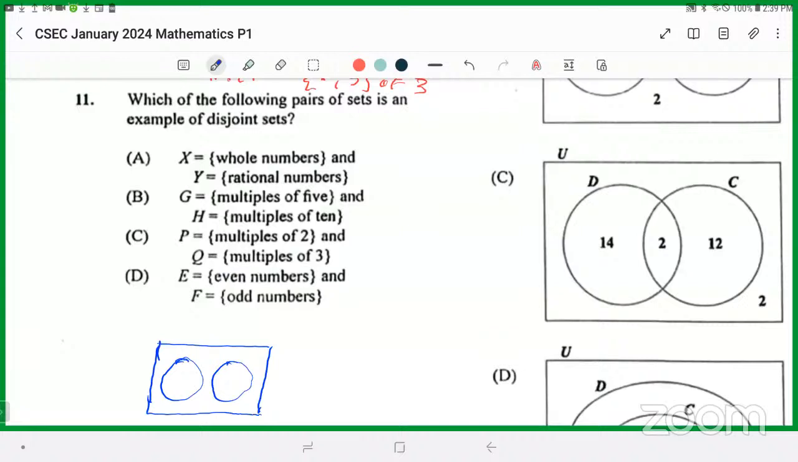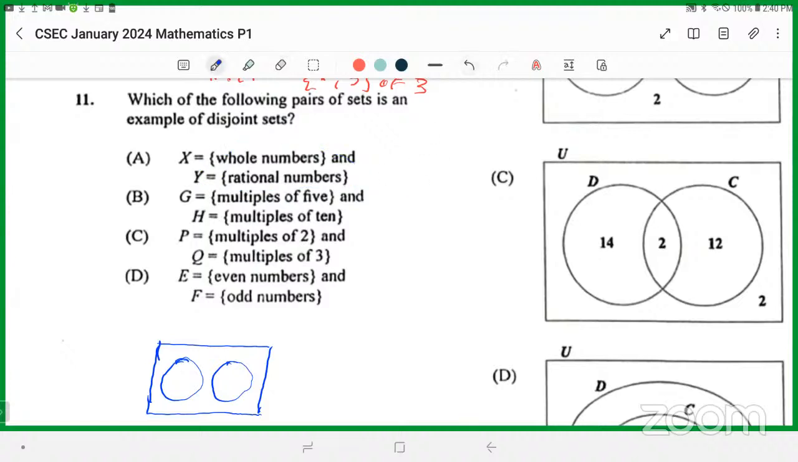So looking at whole numbers and rational numbers, all whole numbers are rational numbers. For example, 2 is a whole number, but it's also rational because it can be written as 2 over 1. A rational number is a number that can be expressed as a fraction with an integer on the numerator and an integer on the denominator. That's what a rational number is. So these have an intersection.